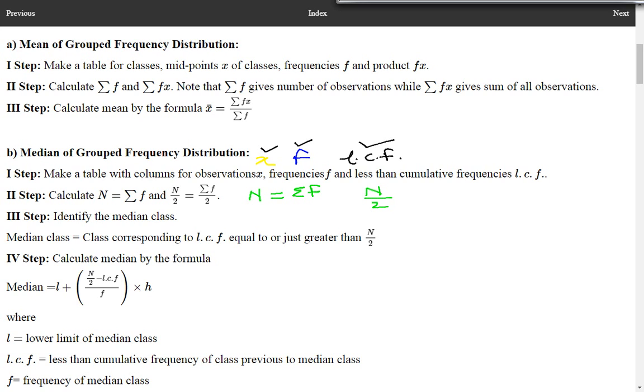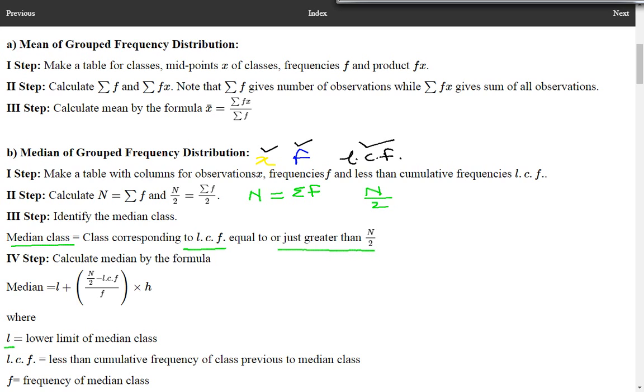So median class is class corresponding to LCF equal to or just greater than n by 2. So right now it may not be clear how to identify median class, but once we go through the example, we'll come to know how to find median class. Finally, the formula for finding median is this. Median is equal to L plus n by 2 minus LCF upon f into h.